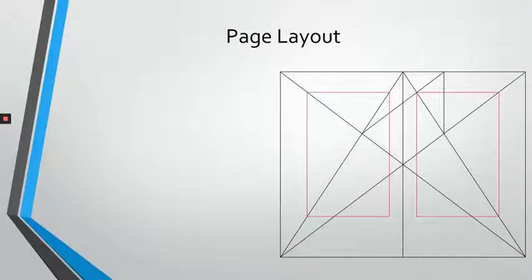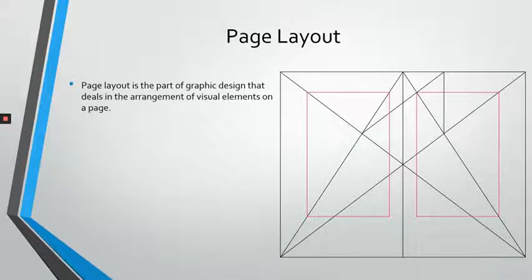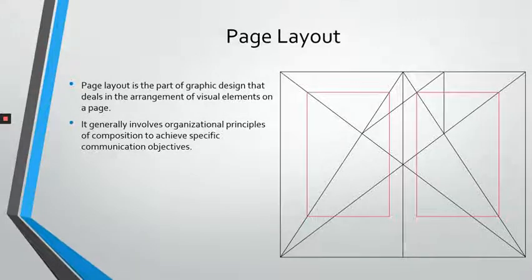Page layout. Page layout is the part of graphic design that deals with the arrangement of visual elements on a page. Elements typically consist of type, text, images, like pictures, and occasionally placeholder graphics and print media. But I don't have to go into that. That's not what we're dealing with. It generally involves organizational principles of composition to achieve specific communication objectives.